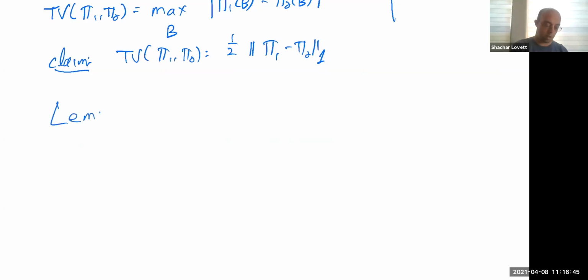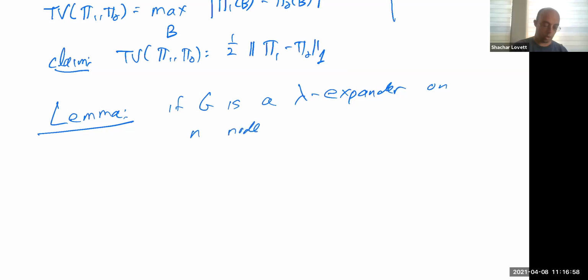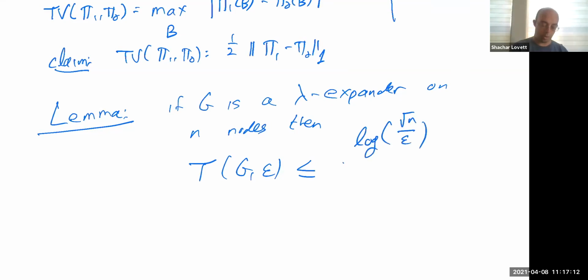So here's going to be the lemma that we're going to prove. If G is a lambda expander on n nodes, then the mixing time up to getting error epsilon in L1 is at most the following quantity. It's going to be log of square root n over epsilon, over log 1 over lambda.